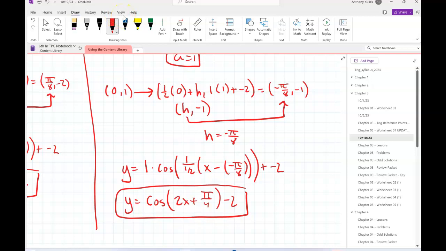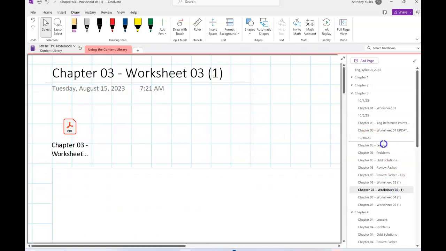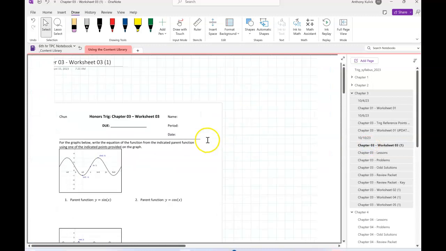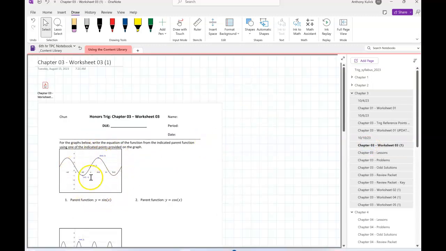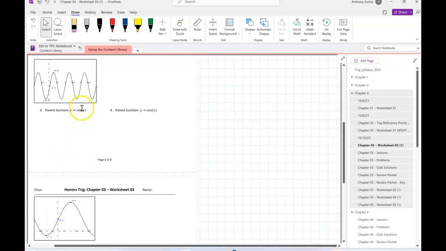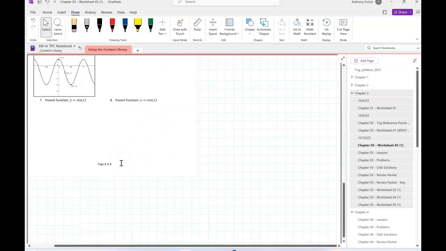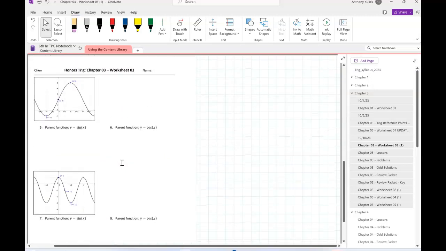This is where I'm going to stop today. What you guys are going to work on for your homework here is going to be worksheet 3 from chapter 3. So again, what you're going to be given is a picture. I've gone ahead and labeled some points on the picture that may or may not be helpful to you. We're asking you to write your answers as both a sine and cosine function. There's 4 graphs. That's the assignment.